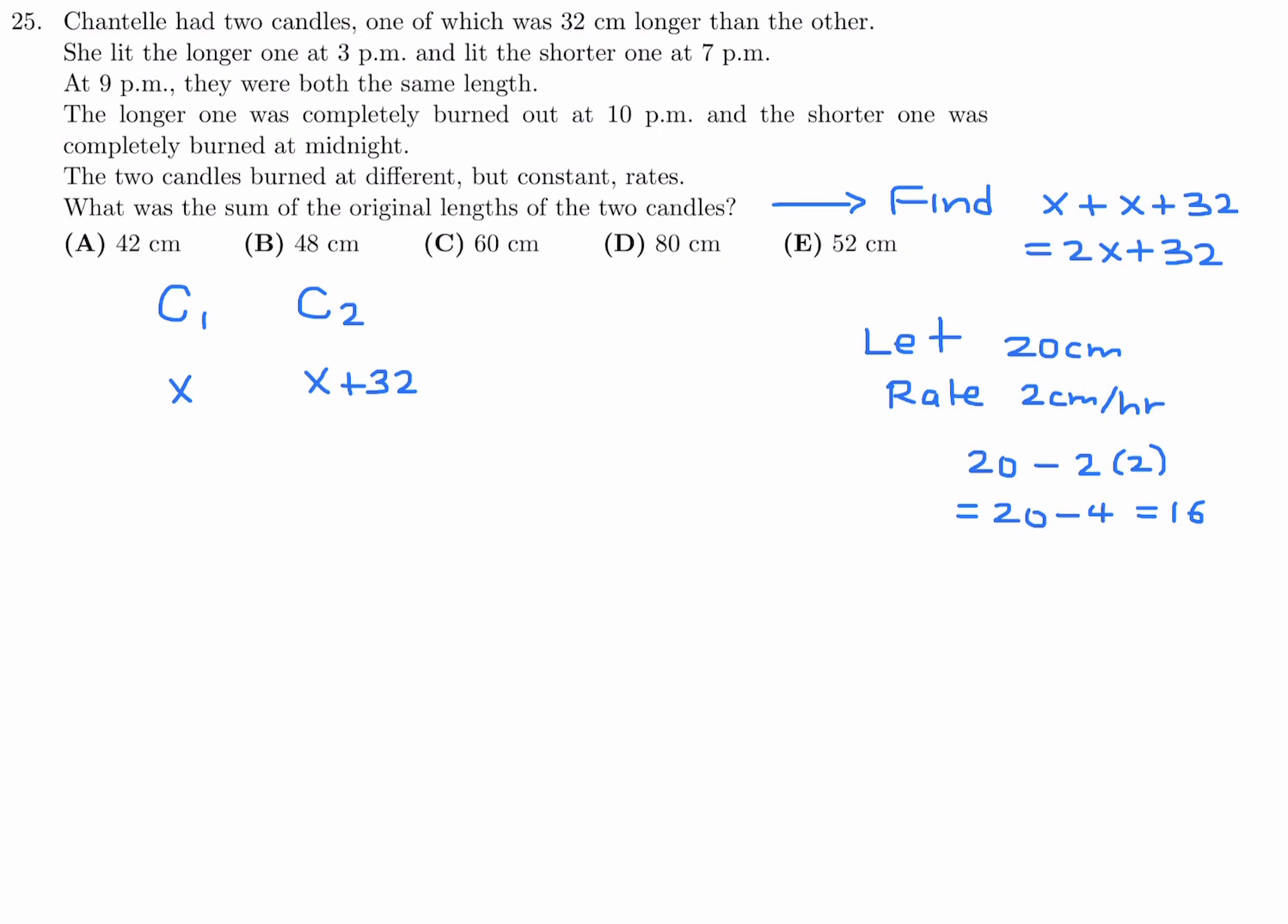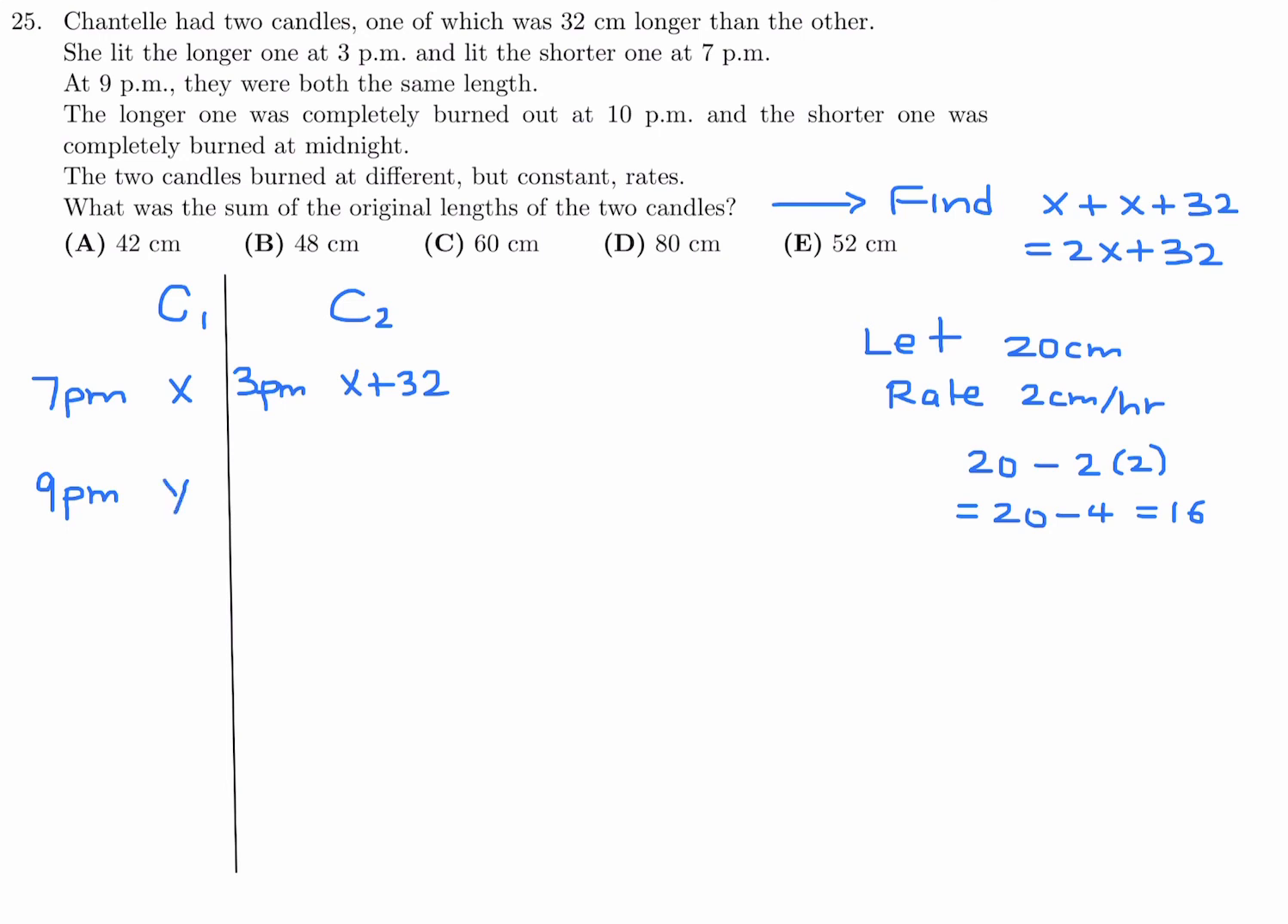So first, before I get into the rates, let me just write out the times. So at the very beginning, we've got x and x plus 32. And the very beginning for candle number 1 is 7 p.m. The very beginning for candle number 2 is 3 p.m. All right. Now they are moving forward a little bit, and they're saying 9 p.m. for candle number 1. And they're saying that at that point, they are both the same length.